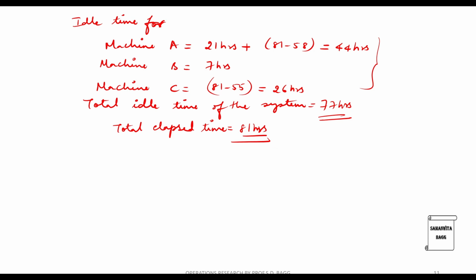So with this I end the session. I hope you have understood the numerical of n jobs on 3 machines.